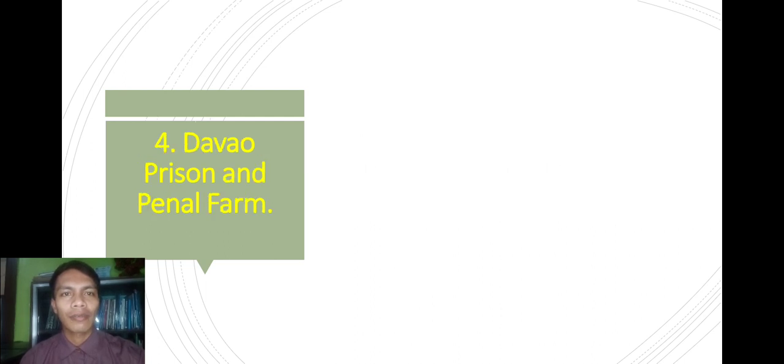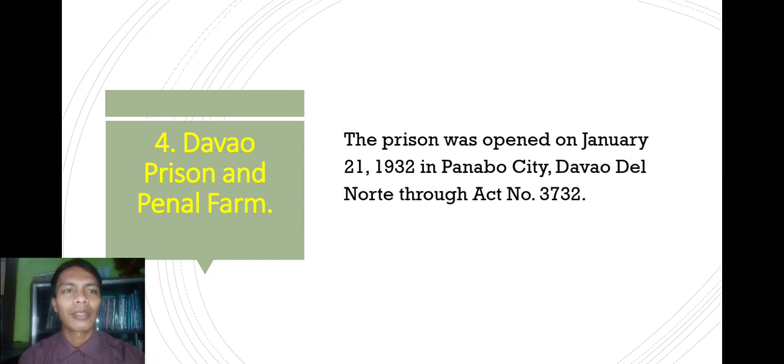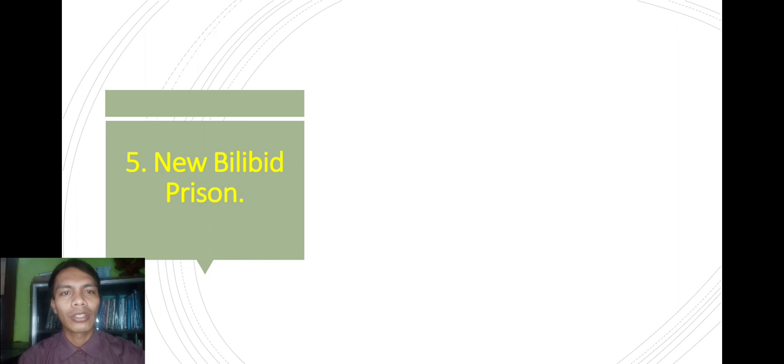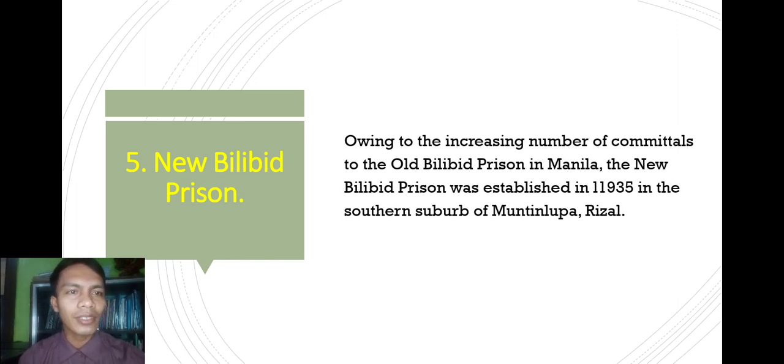Then next we have the Davao Prison and Penal Farm, located in Davao, of course. The prison was opened on January 21, 1932 in Panabo City, Davao del Norte, through Act number 3732. Next we have the New Bilibid Prison, located in Muntinlupa. It was established in 1935 in the southern suburb of Muntinlupa, Rizal. The New Bilibid Prison is where most of the national prisoners are held.